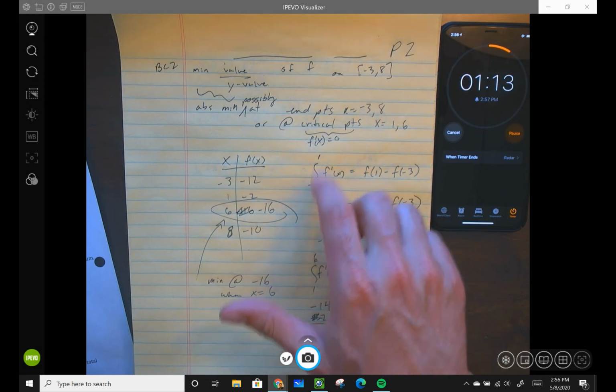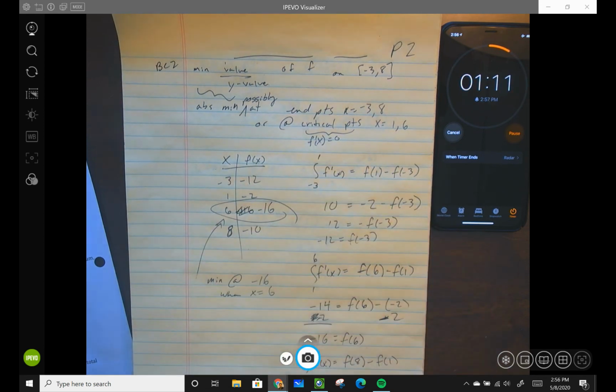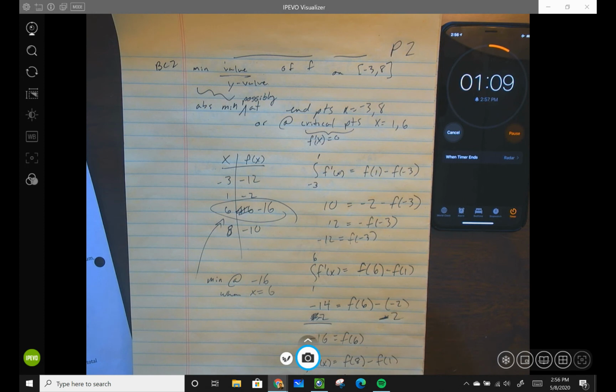So I did negative 1 to 3 for the first one because negative 1 is to the left of 1. But the rest of them I did from 1 to that number because that number was to the right of 1. And area under the curve is the signed area under the curve. So this area from 1 to 6 was a negative 14. I think we're okay on 2.